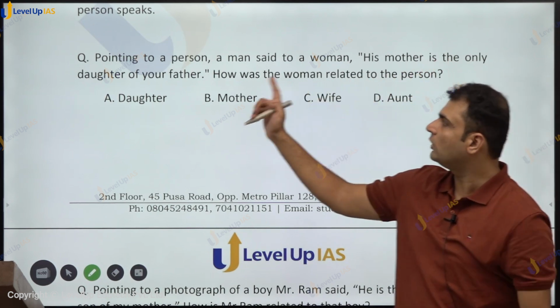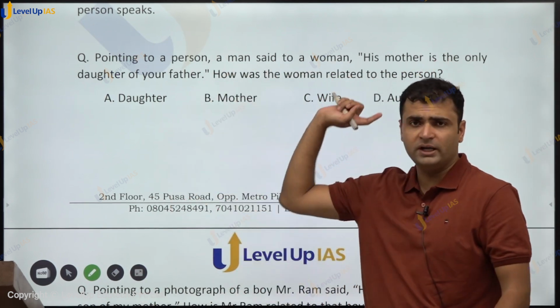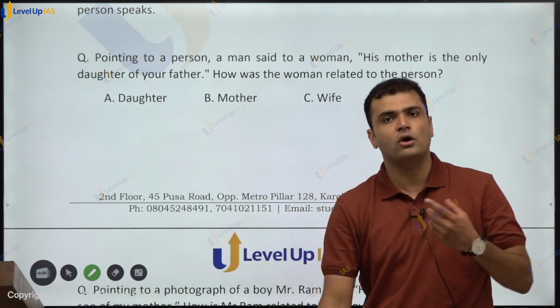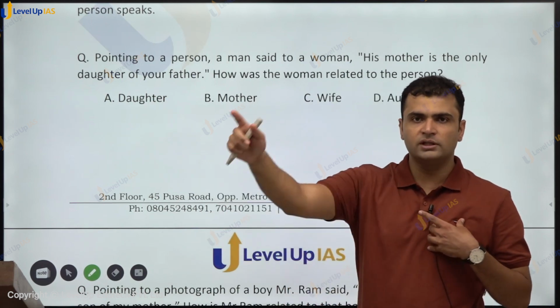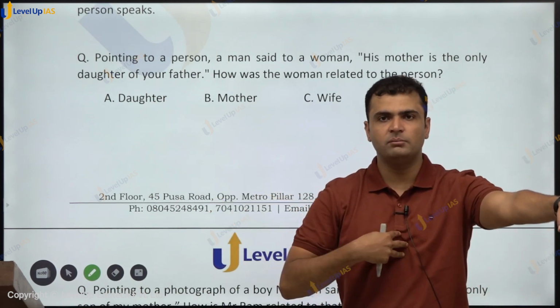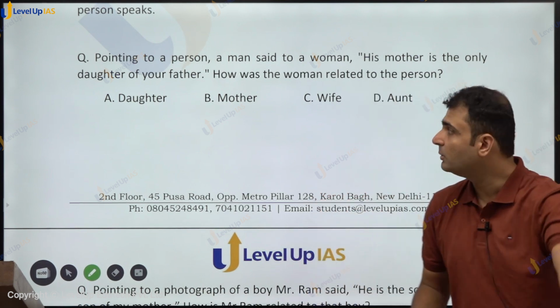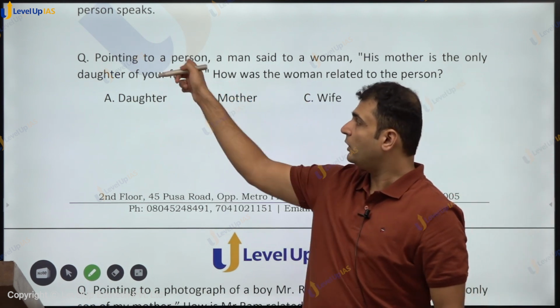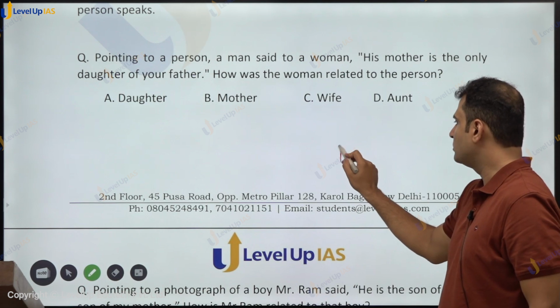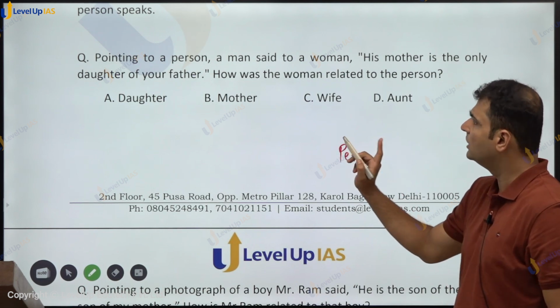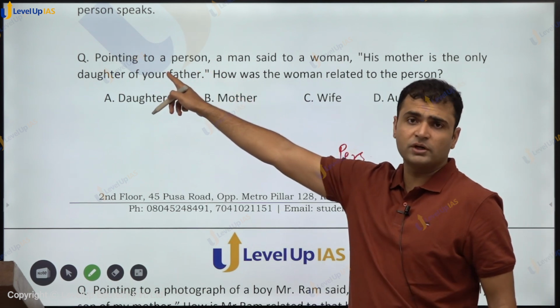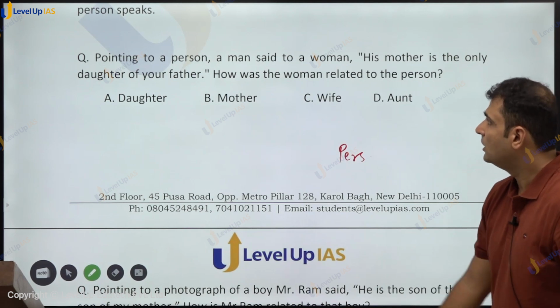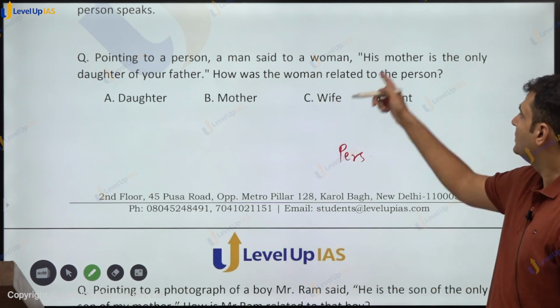is the only daughter of your father. So man is not involved anywhere in the description. Man is just talking. Man is a third person here. So there is a woman, there is another person, there is a man. Man is talking about the person he is pointing to. So we'll start with the person. So some person is there. We don't know yet if the person is male or female. A man says to woman, his mother.